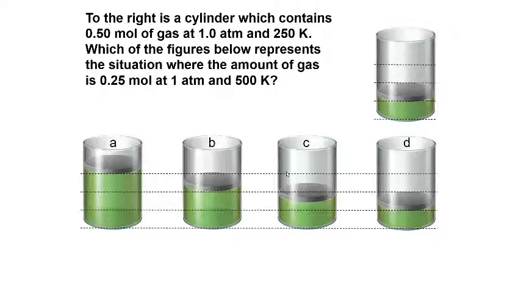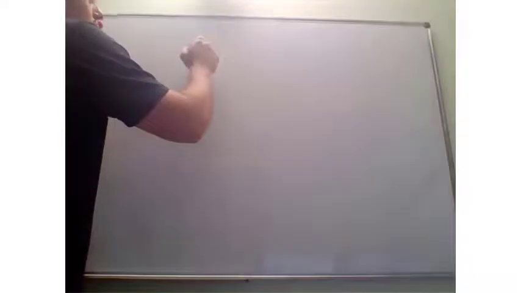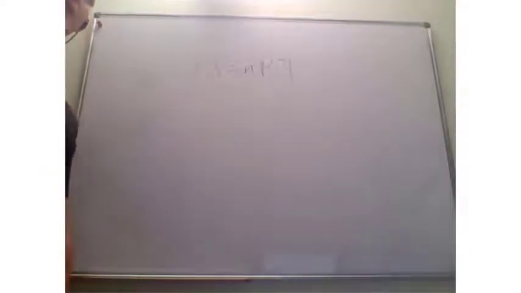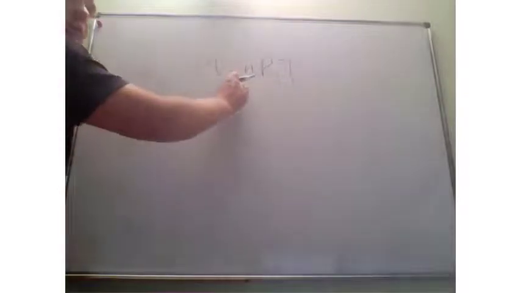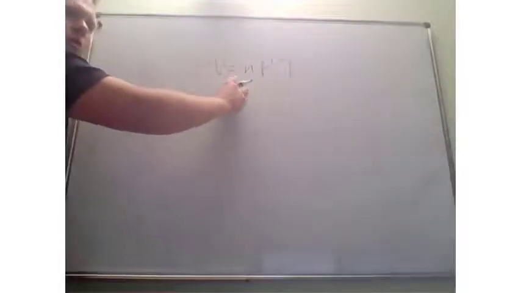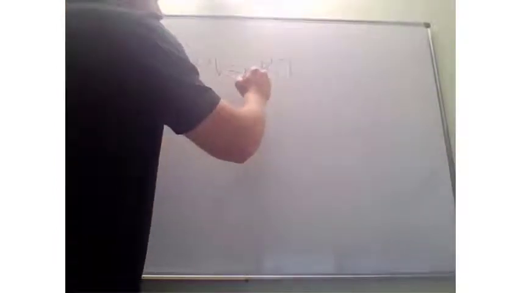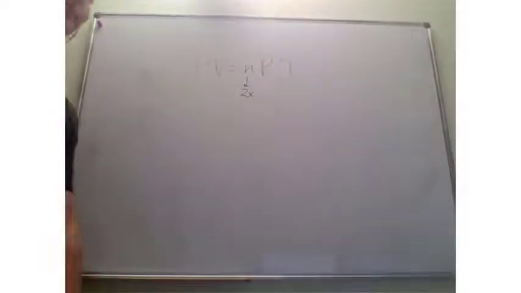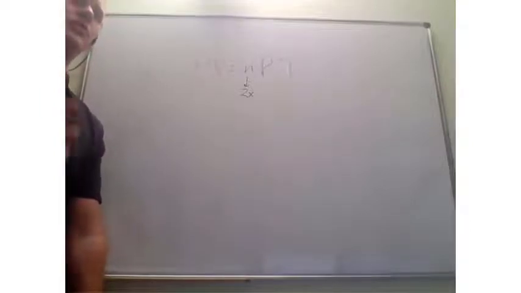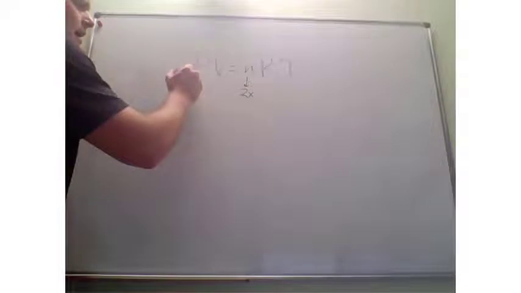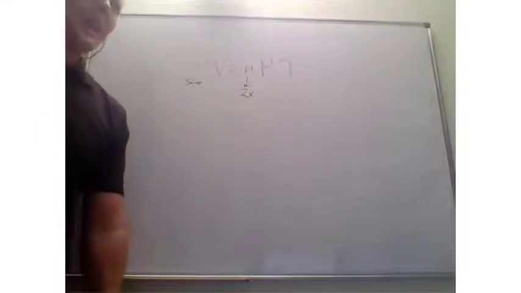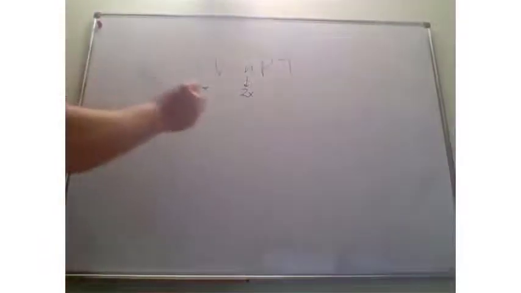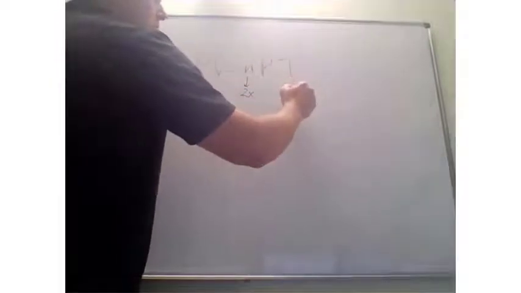Okay, so let's take a look. Our correct answer here is going to be D. Let's see why that's true. PV equals nRT. If we take a look at our number of moles, we're going to decrease from 0.5 moles to 0.25, so we're decreasing the number of moles by a factor of 2. Our pressure goes from 1 atmosphere to 1 atmosphere, so the pressure stays the same. Next, we're looking at temperature. We go from 250 Kelvin to 500 Kelvin, so we're going to increase our temperature by 2 times.